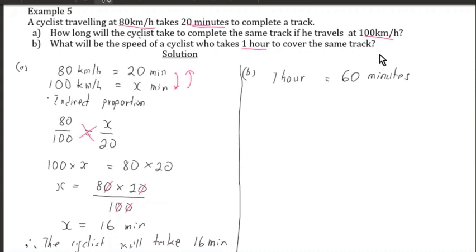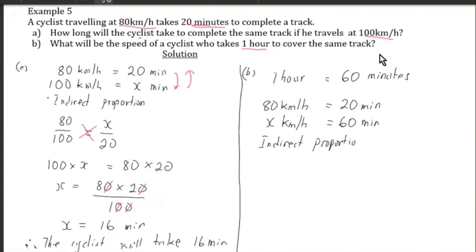Okay, so now that we have the minutes, we can write the proportion. So from the question, we know that 80 kilometers per hour is covered in 20 minutes. So what is the speed? We don't know. So x kilometers per hour is equal to 60 minutes. And this is indirect proportion, since we are dealing with speed and time. So we are going to perform a reciprocal on one of the ratios. So I'm going to maintain the kilometers per hour. So that gives me 80 over x is equal to 60 over 20.